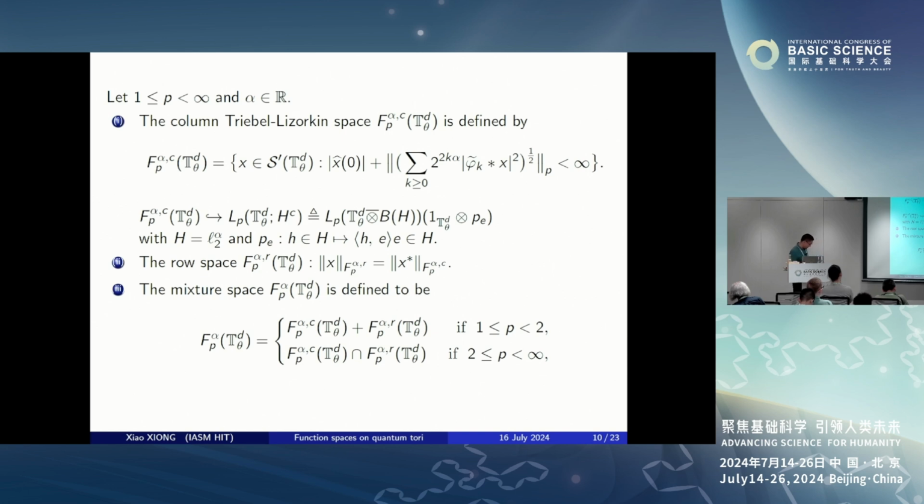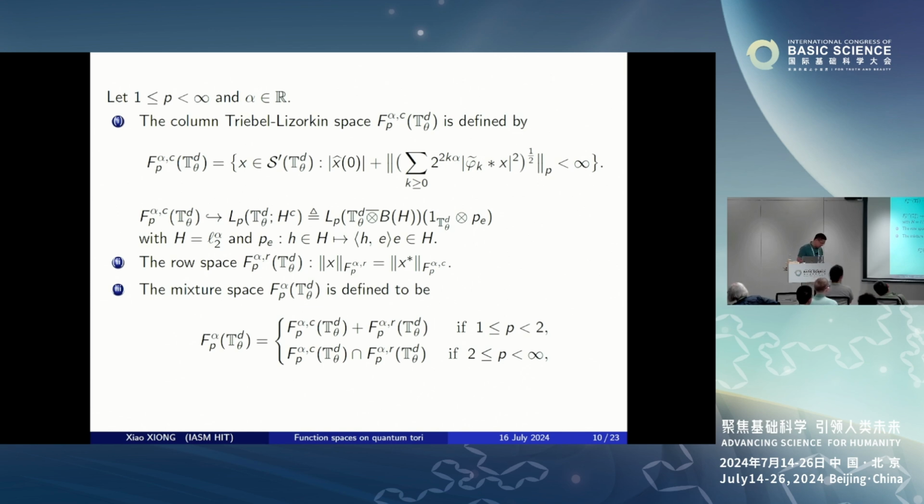The second point I want to mention is that we have this column and this row, and then this mixture. This is also new in the quantum case. The reason is that for the same operator, the column norm and the row norm will not be equal, not even equivalent. You can easily have counterexamples such that the column norm is small, but the row norm is very large. So this is one reason we have two versions.